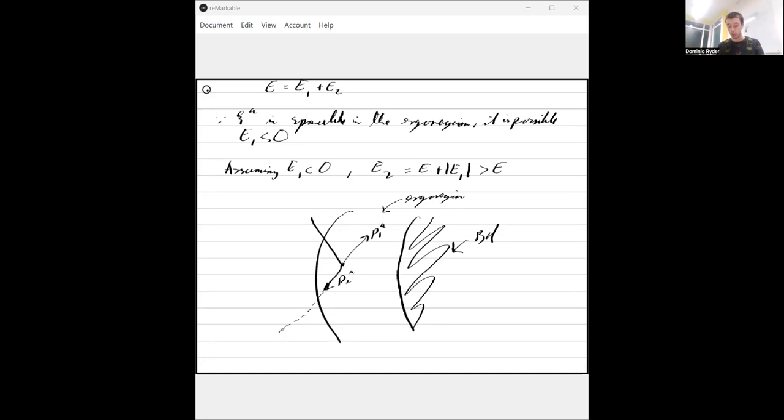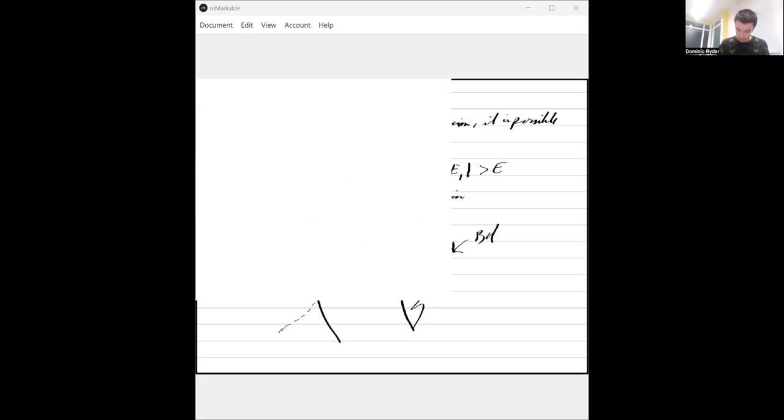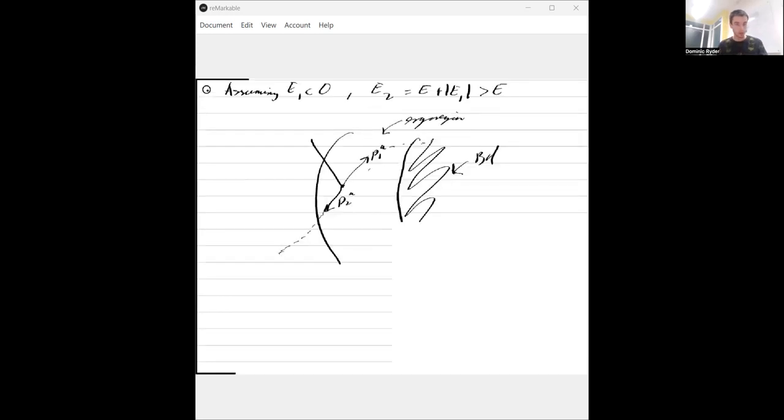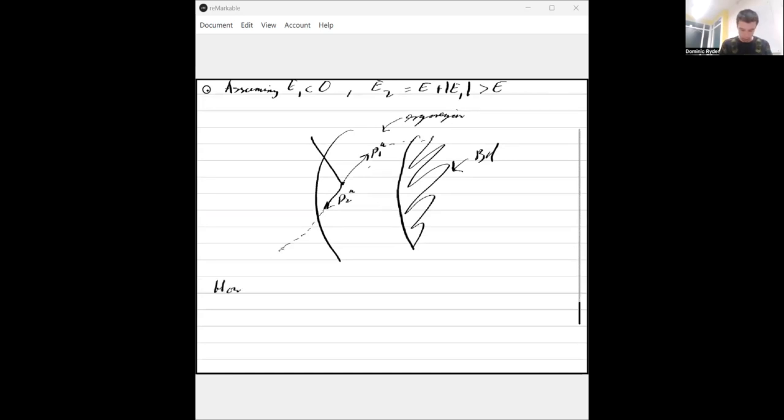In fact, it can be shown that the negative energy particle must fall into the black hole, which leads to the black hole losing mass energy. Thus, we have extracted mass energy from the black hole. The negative energy particle falls into the black hole, positive energy particle escapes. So the obvious question is, how much energy can we extract?